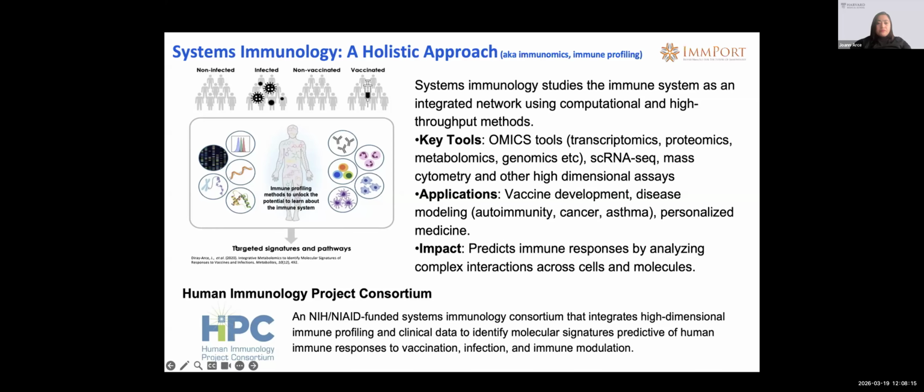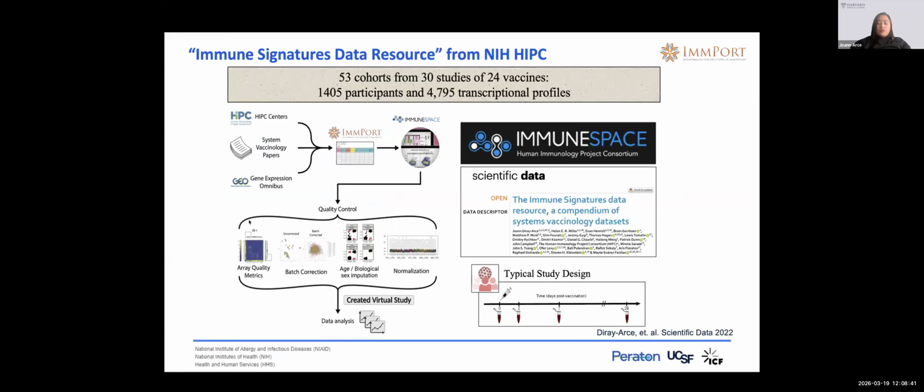A major contributor to this field is the Human Immunology Project Consortium, or HIPC, which is a NIAID NIH-funded collaborative infrastructure through which much of this work is coordinated. And from this curated effort, we have developed that particular resource, the ISDR, which is a compendium of systems vaccinology datasets. And I'll walk you through how we are able to do that with this slide.